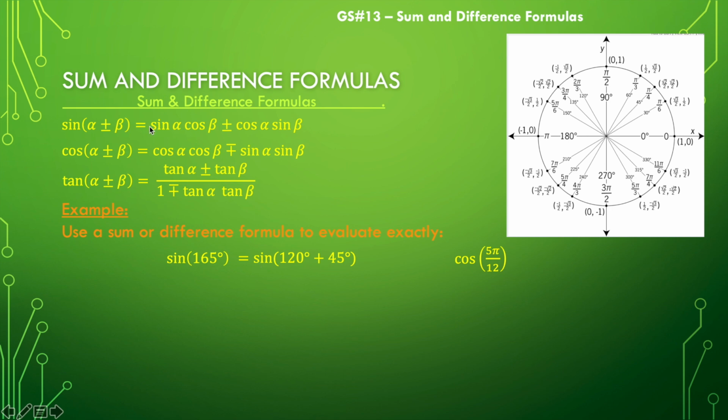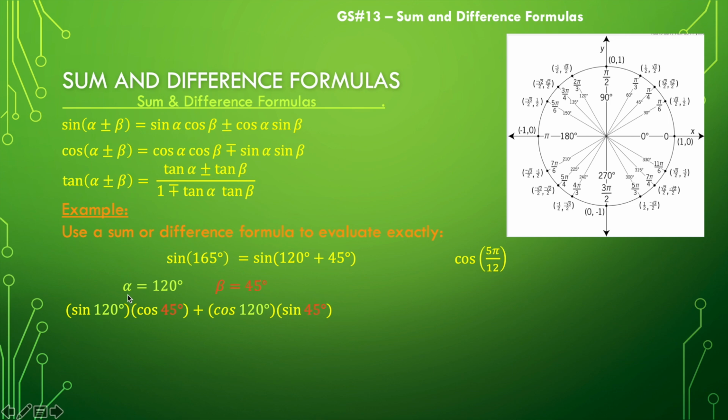So I'm going to use a sum formula for the sine, which means since the sum is on top here, I'm going to use the top sign, S-I-G-N, here, and I'm going to use sine of alpha, cosine beta, plus cosine alpha sine of beta, where alpha is 120 degrees and beta is 45 degrees. So when I sub those things into my formula, then I can go ahead and evaluate.